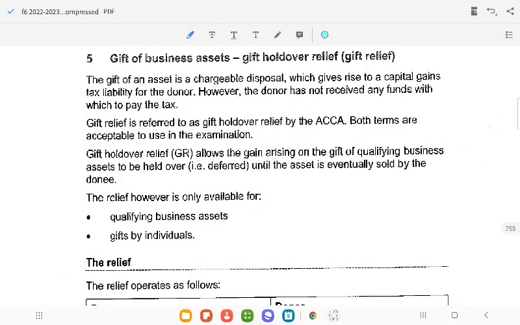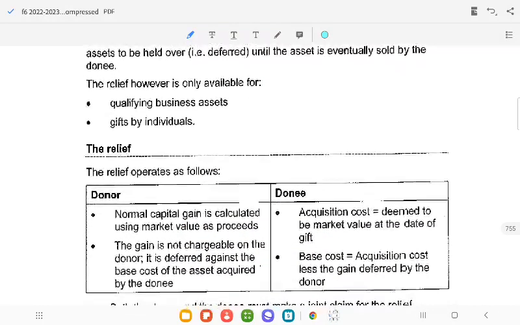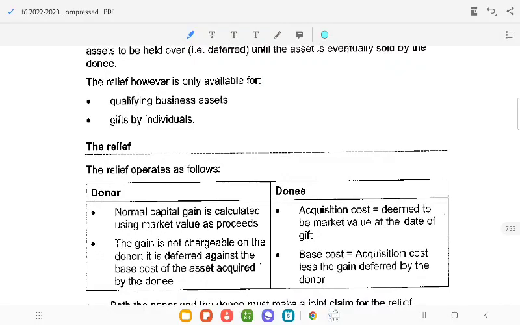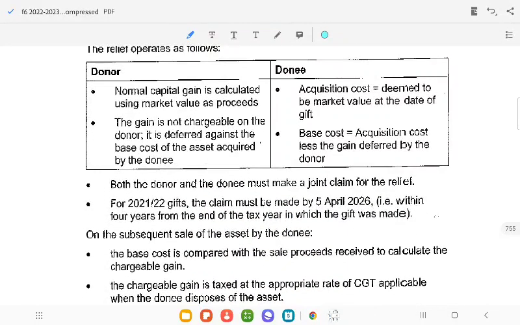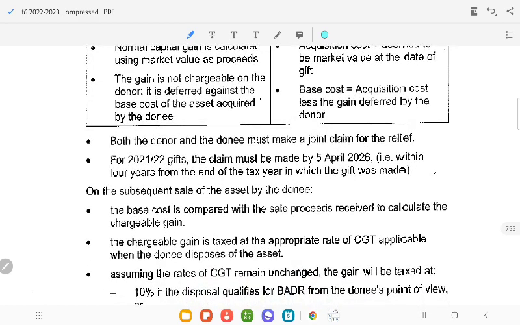Next is gift of a business asset, which is also said to be holdover relief or gift relief. The relief, however, is only available for qualifying business assets and gifts by individuals. For the donor, the normal capital gain is calculated using market value as proceeds, and the gain is not chargeable on the donor. It is deferred against the base cost of the asset acquired by the donee. For the donee, the acquisition cost is the market value, and the base cost is acquisition cost less gain.